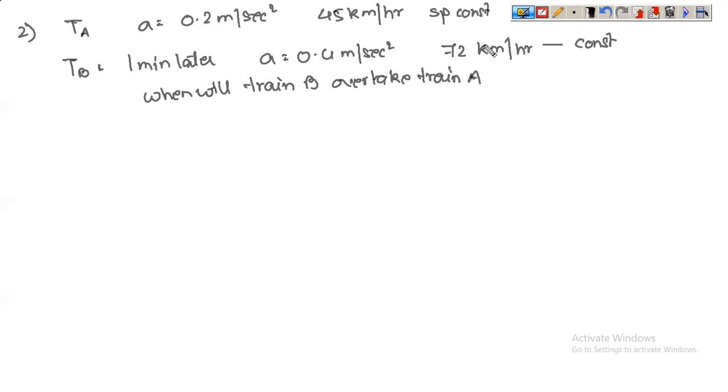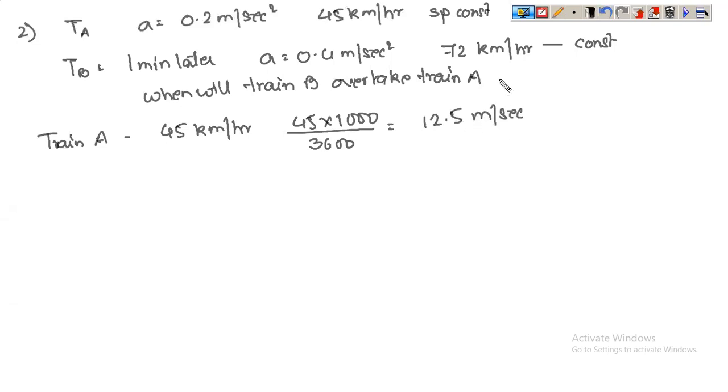So to find out this, let us first convert them into similar units. This is second, this is meter, this is kilometer per hour. So the first thing that you have to keep in mind is you need to convert them into similar units. Let us see the details of train A. Train A is running at 45 kilometer per hour at constant speed. So this is 45 into 1000 meters divided by 3600 seconds. So this comes out to be 12.5 meters per second.